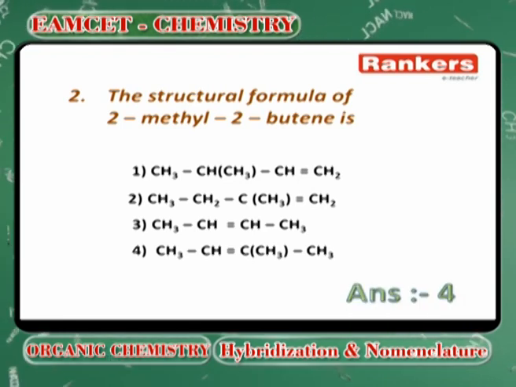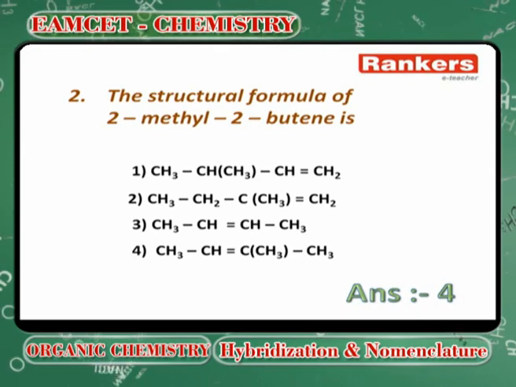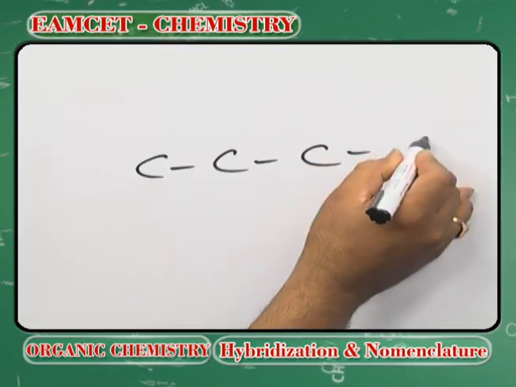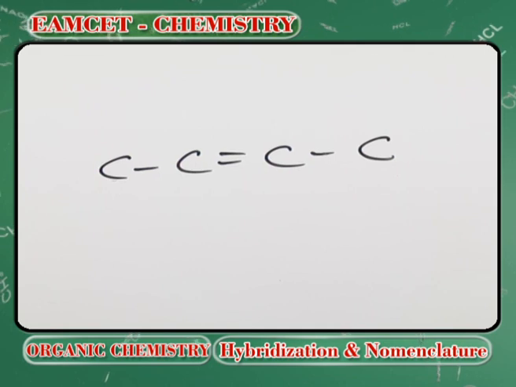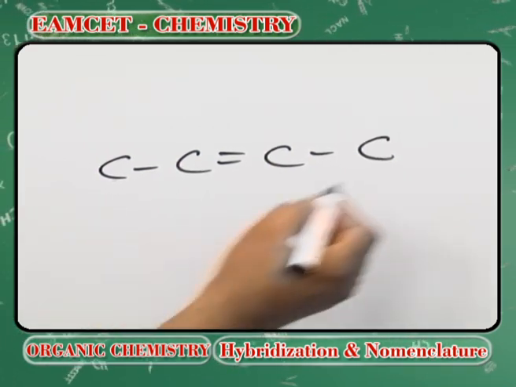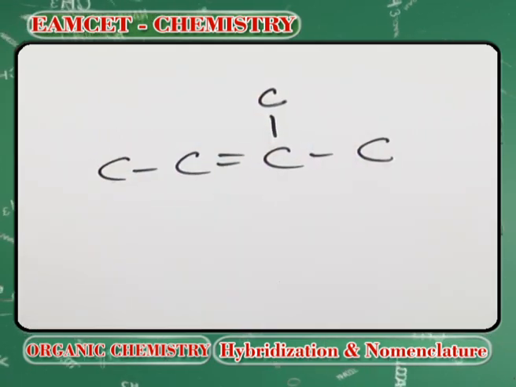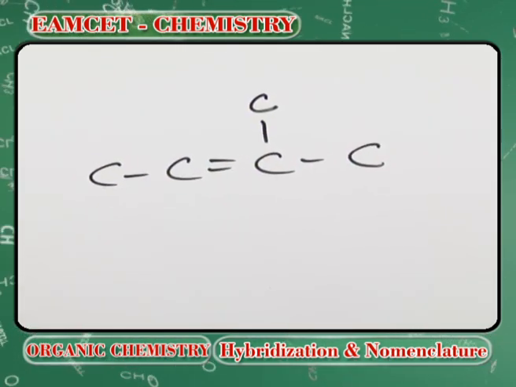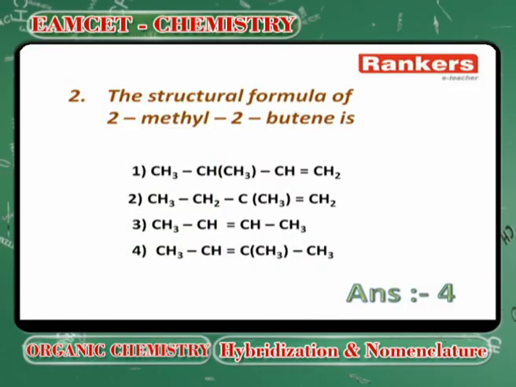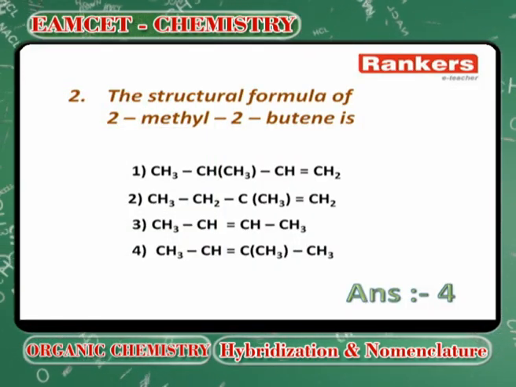The structural formula of 2-methyl-2-butene. 2-methyl-2-butene means first you write the 2-butene first of all. This is called 2-butene, leaving the hydrogens, and it has the 2-methyl. That means at the second carbon we have a methyl. So, this is the 2-methyl-2-butene, and naturally the answer goes to the double bond in the center, means the answer goes to the fourth one.